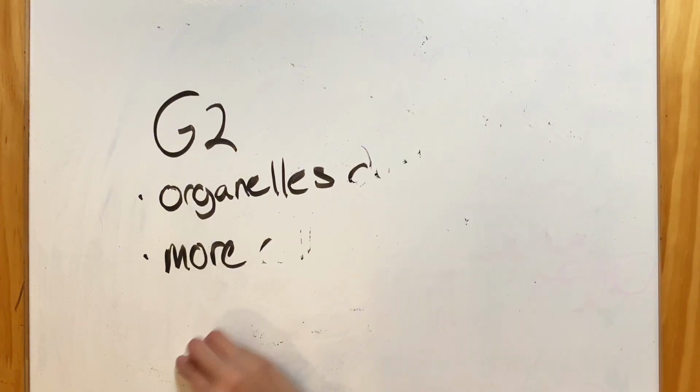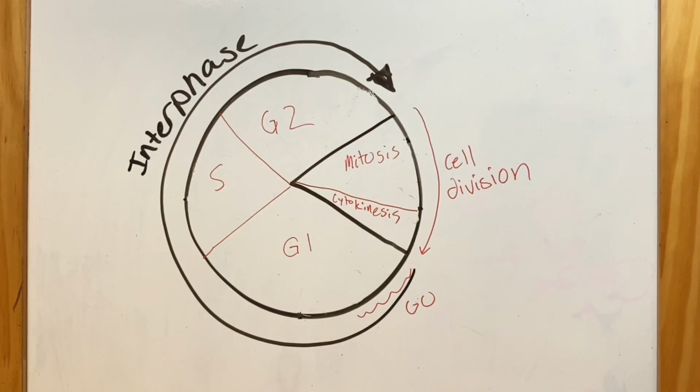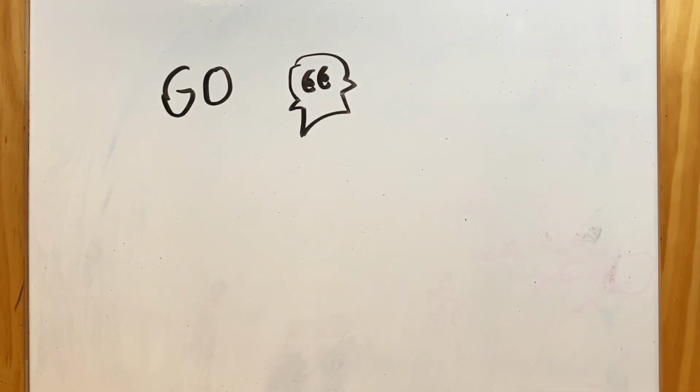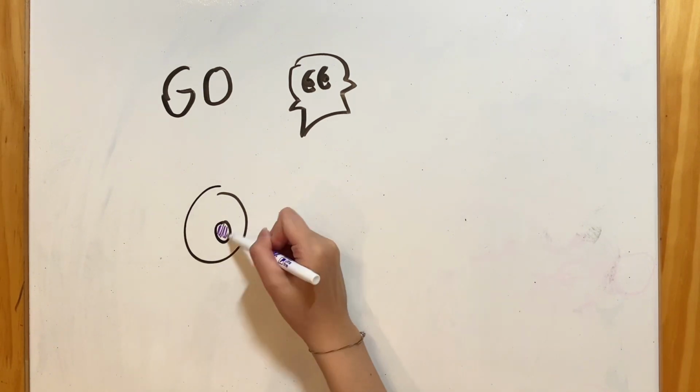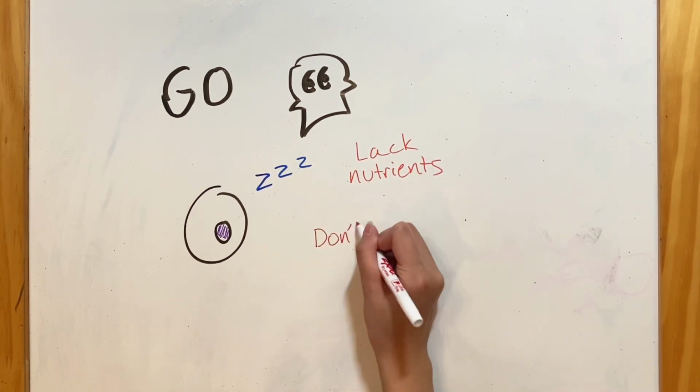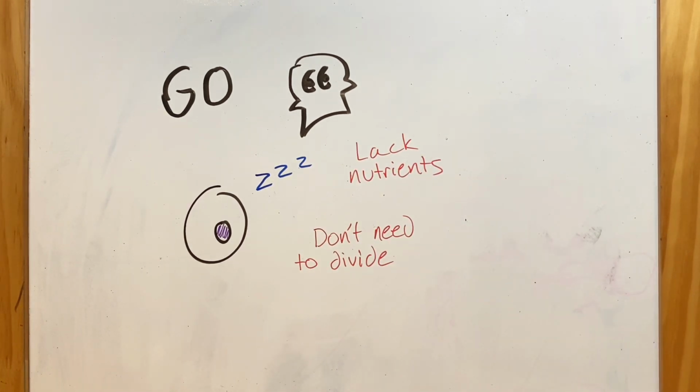In addition to the G1, S, and G2 phases of the cell cycle, there's also the G0 phase, otherwise known as the resting phase. It is called the resting phase since the cell is not dividing or preparing for division. Cells enter this phase because they either lack the necessary nutrients needed to divide or simply do not need to divide again. For example, the nerves or heart cells.